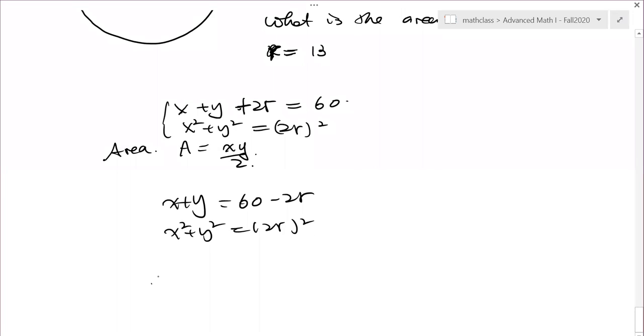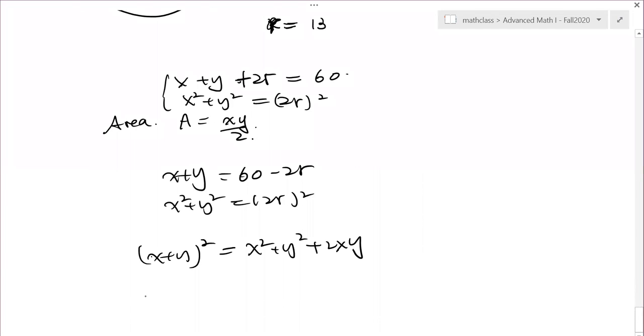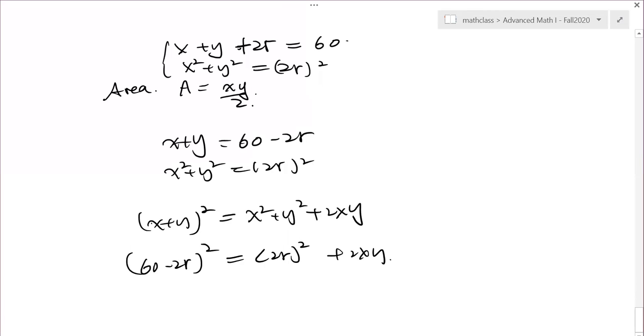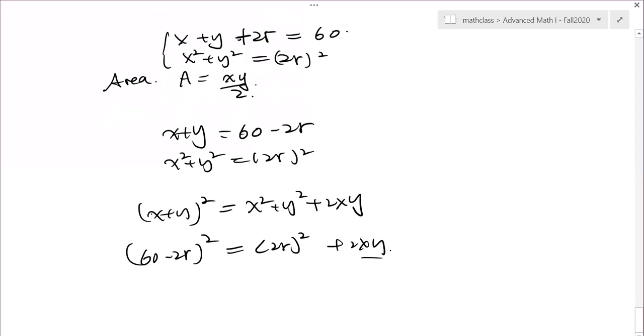The answer is yes. (x plus y) squared is going to be x squared plus y squared plus 2 times xy. So the left-hand side is (60 minus 2r) squared. The right-hand side is (2r) squared, then plus 2xy. Yeah, okay. Yeah, you can subtract. So from here, you get x times y. You don't need to find x and y individually.